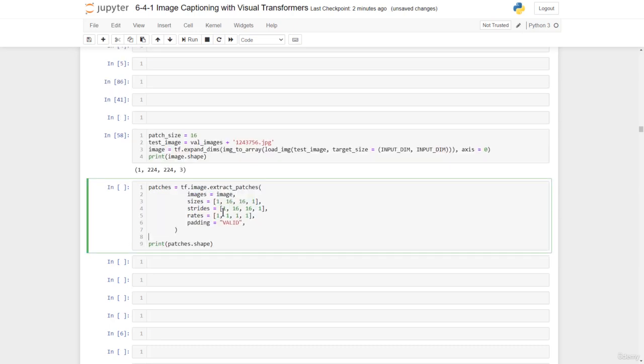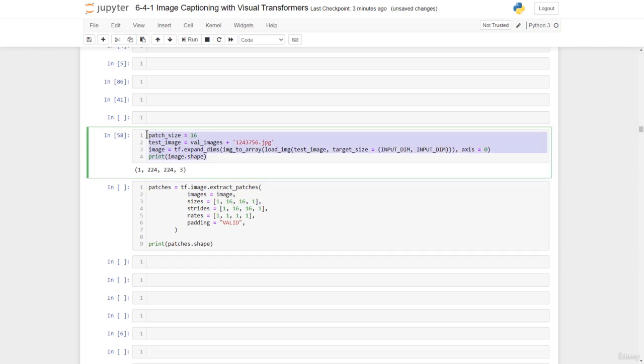Now we use TensorFlow's image.extract_patches function to extract the patches from this image very easily. The way this works is by specifying this sizes list right here, where this is a patch size. So by specifying this, we start with a 1, patch size, and 1.